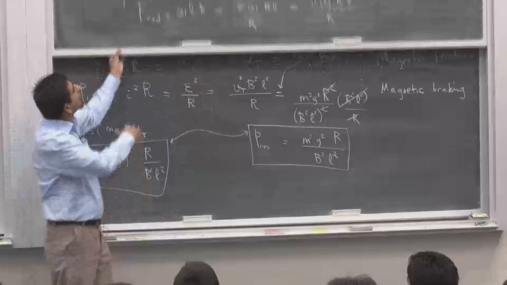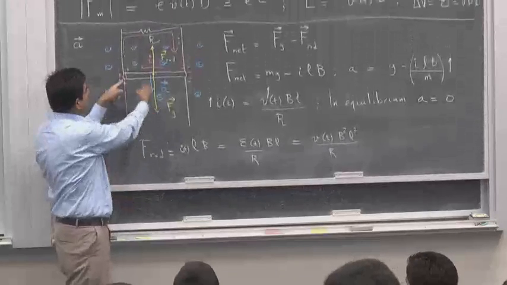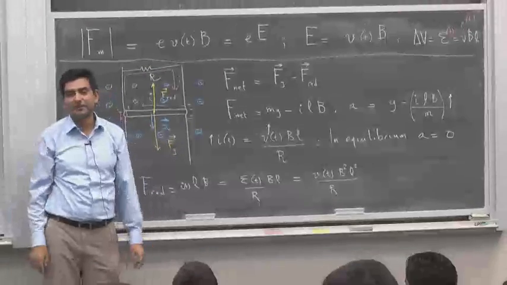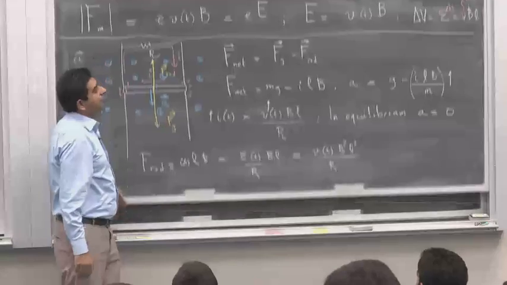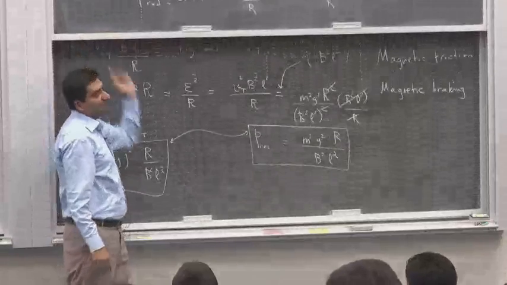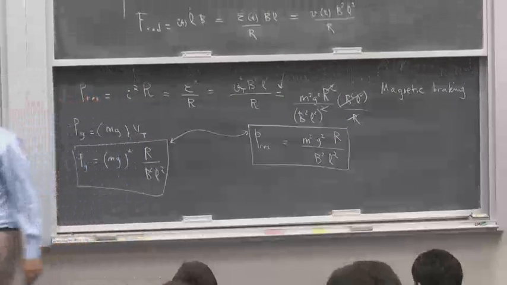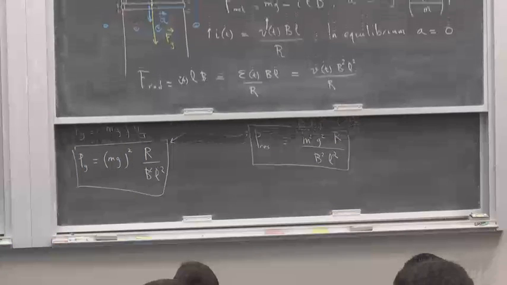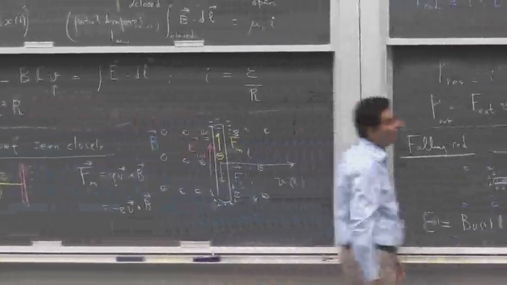There's also friction. When this rod is falling down these rails, there is friction between this rod and the rails. Now I would like to highlight a subsidiary effect in the last 10 minutes, which is of paramount importance, and that is called the Hall effect, and it is related to all of this.